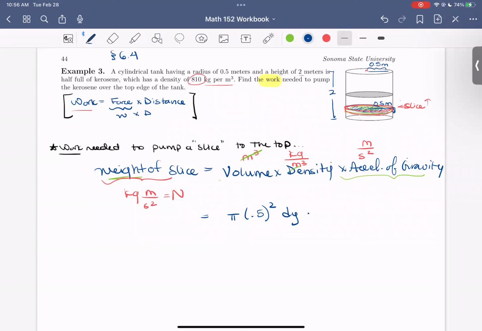Okay, now the density, we're given 810 kilograms per meter cubed, so 810. And then finally, we have our acceleration due to gravity as 9.8.